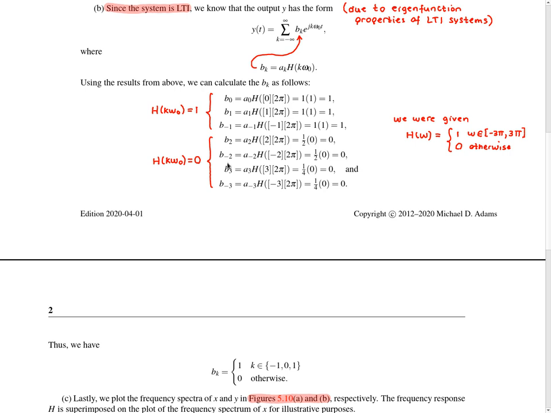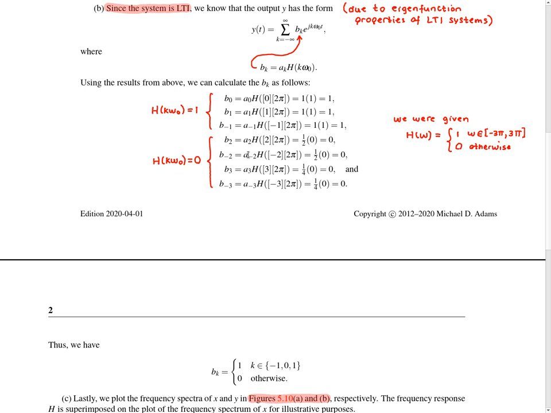Then the remaining four Fourier series coefficients, b2, b minus 2, b3, and b minus 3, these correspond to cases where the function h, when we evaluate it, is equal to 0. So here we're evaluating h at 4 pi, at minus 4 pi, at 6 pi, and minus 6 pi. And this is going to correspond to the otherwise case over here. In other words, all of these values of omega correspond to values that are not between minus 3 pi and 3 pi. Therefore, the function h is equal to 0. Therefore, we're multiplying by 0 in each of these four formulas here, which is going to give us 0 for the Fourier series coefficients b2, b minus 2, b3, and b minus 3.